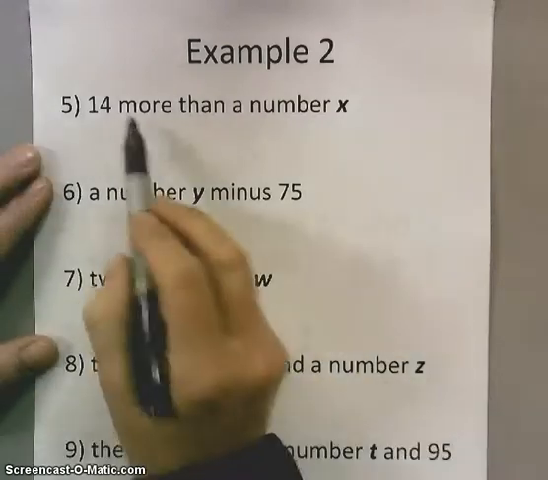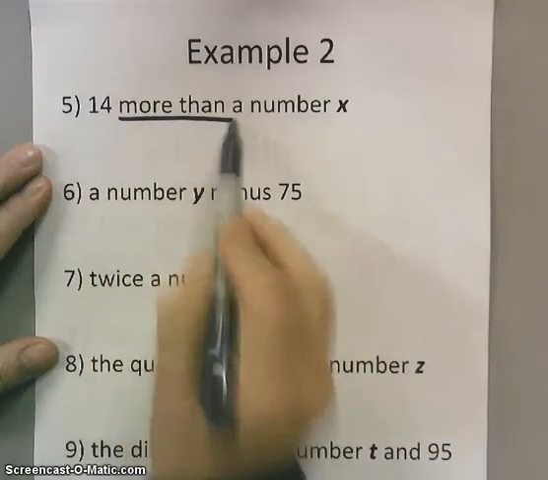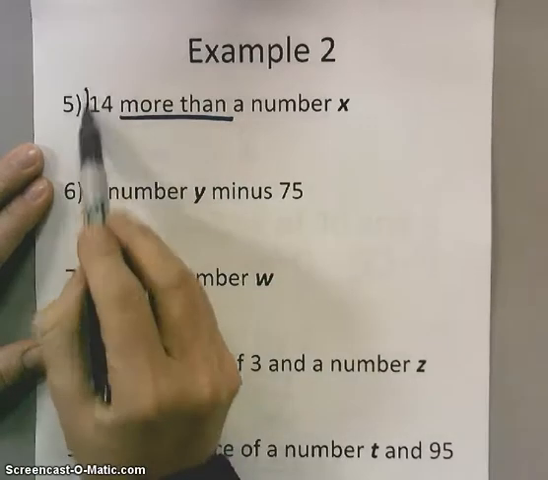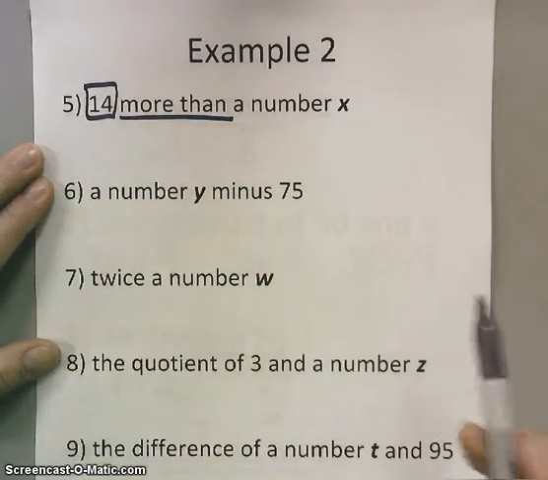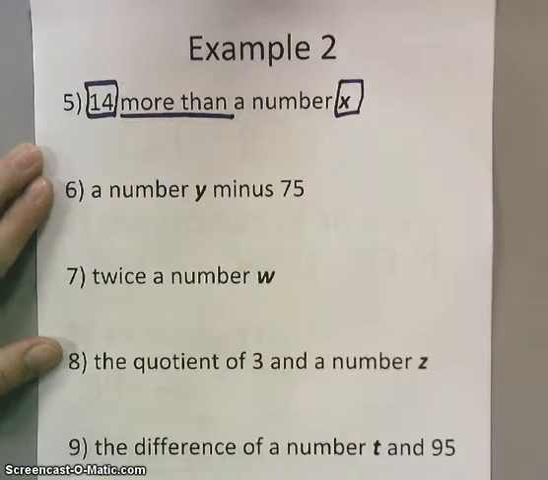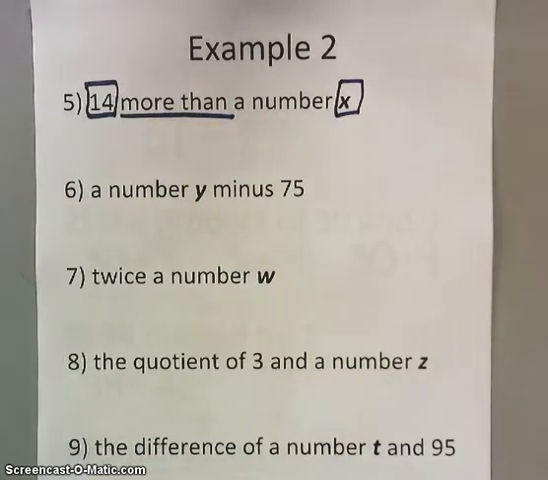Well, let's highlight our important words. I know more than is important. I know 14 is important. I also know x is important. Okay? It doesn't say 14 is more than 12. It gives us a variable which is unknown.